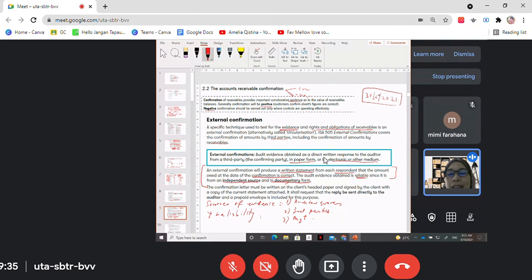And the confirmation letter must be written on the client's headed paper, meaning the company letterhead, and signed by the client, with a copy of the current statement attached. It shall request that the reply be sent directly to the auditor, and a prepaid envelope is included for this purpose. So that's how you send a confirmation letter to the client.